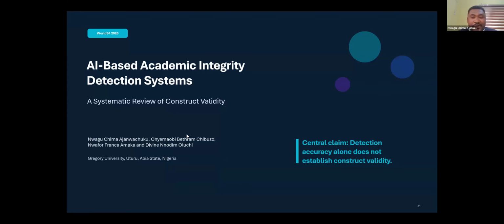My name is Nwagochima Ajanwachuku. Today I will be presenting our paper titled AI-based Academic Integrity Detection Systems in Higher Education, a systematic review of construct validity. The central question our research is asking is simple: when AI systems flag plagiarism, AI-generated writing, or suspicious behavior, are they truly detecting misconduct, or are they detecting proxy signals that still require interpretation by humans or institutions? That is the question our research is asking.